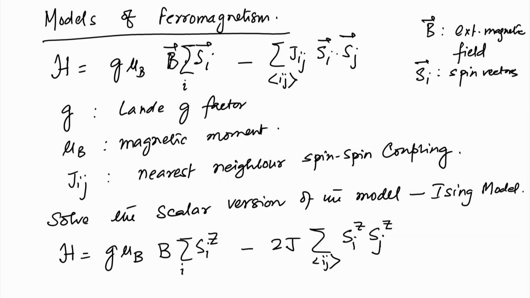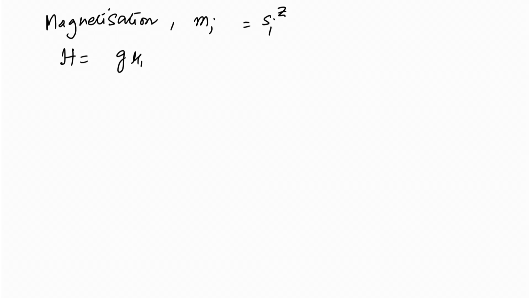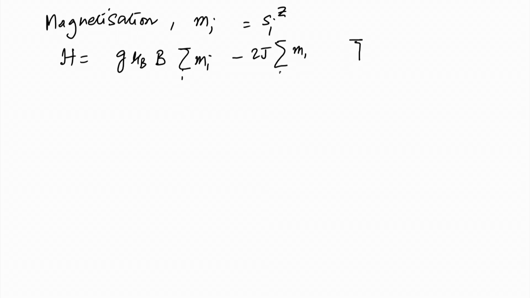And we have discussed this before, that in order to avoid double counting, we have put this factor, and this is the Hamiltonian that we need to solve. And we define the magnetization, let us call it M_i, which is equal to S_i^z. Okay. Now, with this notation, my Hamiltonian becomes g mu_B B sum over i of M_i minus 2J M_i M_j.